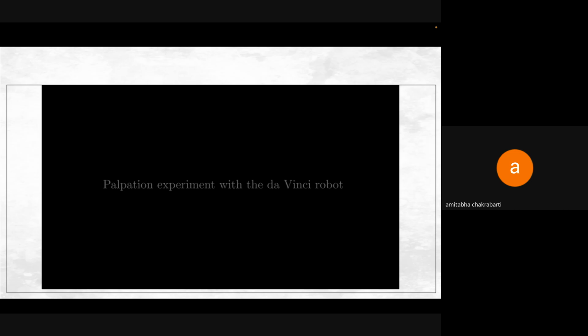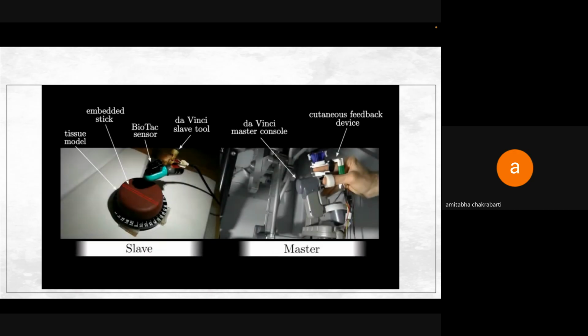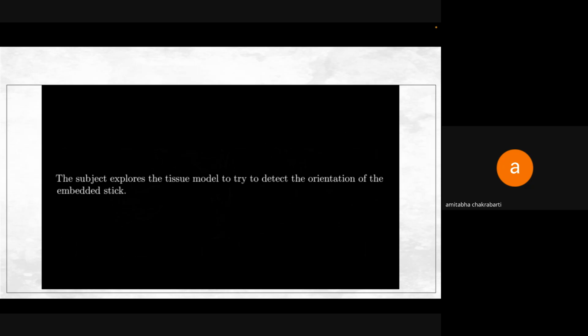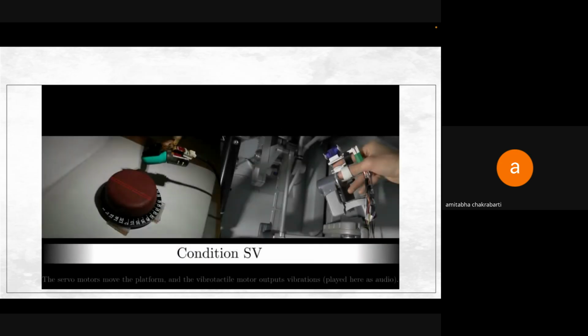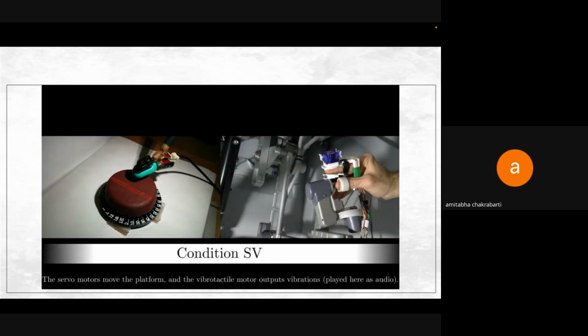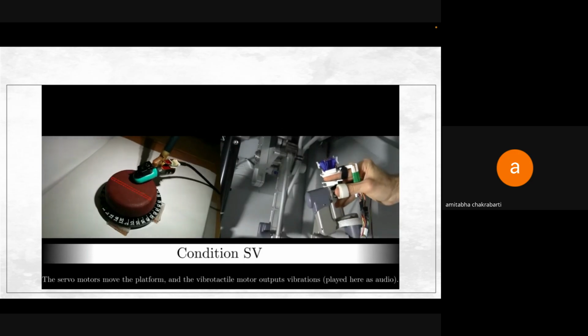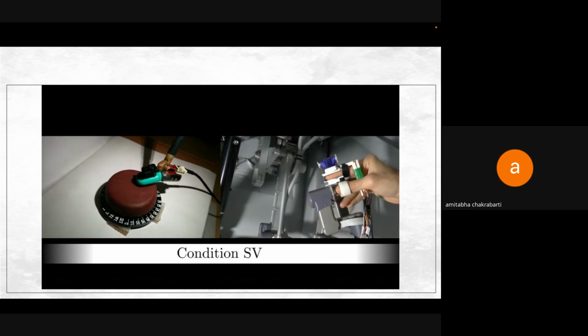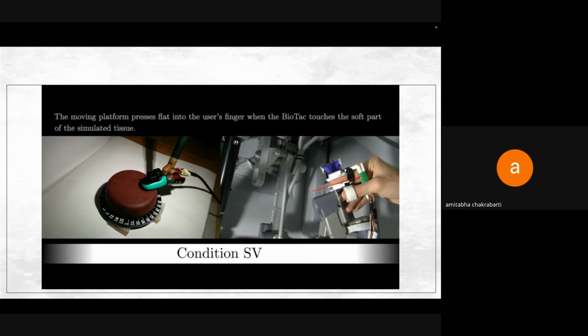Da Vinci DV5 has come, and this is the way a slave is following the master. You look at the right side, it is a master who is working from the console, and trying to detect the orientation of the embedded stick. The servo motors are moving the platform, and with each movement, the user's finger, you will find.